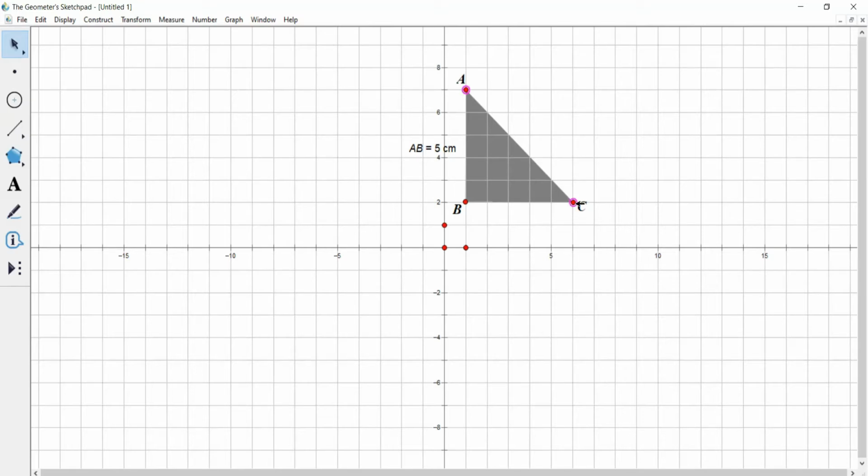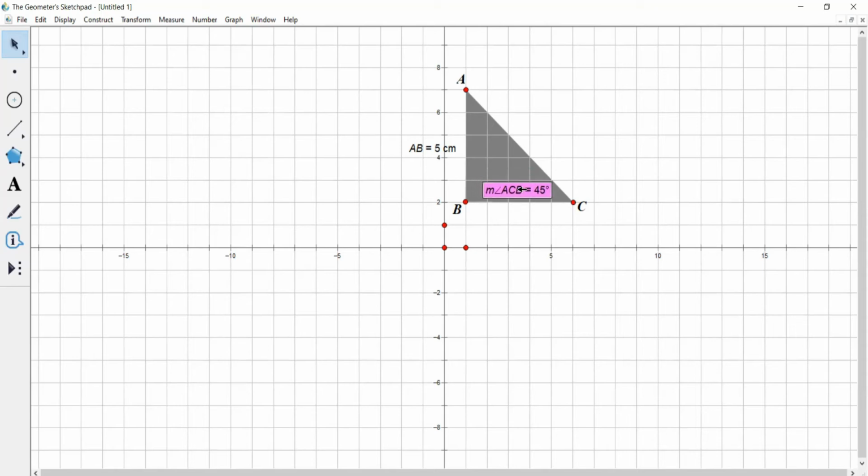Angle ACB. When we measure that angle, we're getting 45 degrees. So let's place it right here. Angle ACB is 45 degrees. Now, since this angle right here is 45 degrees, then AB is going to be the opposite, because it is across from the angle.